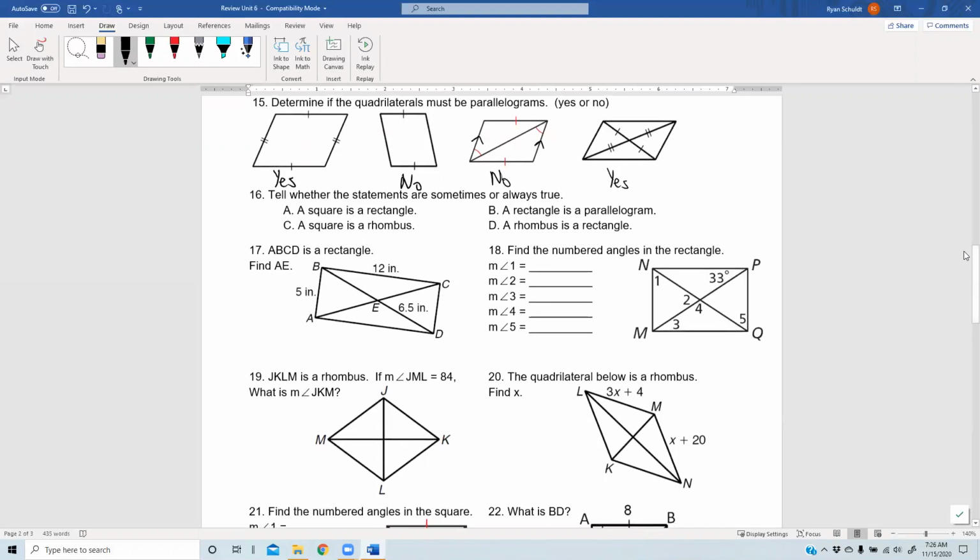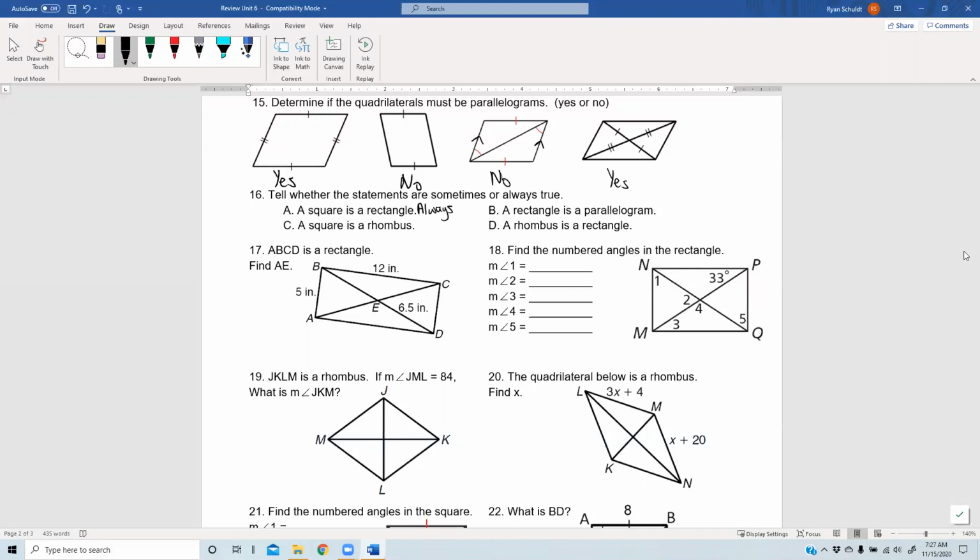Okay, 16 says, tell whether the statements are sometimes or always true. This is not a multiple choice. I'm not asking you to circle A, B, C, or D. I'm asking you to tell me whether they're sometimes or always true. So a square is a rectangle. Yep, all day, every day. A square is a rectangle. So this is always true.